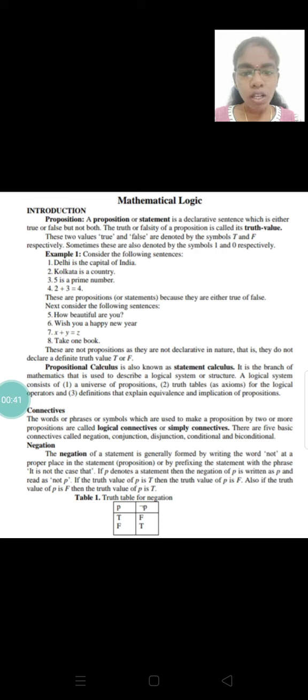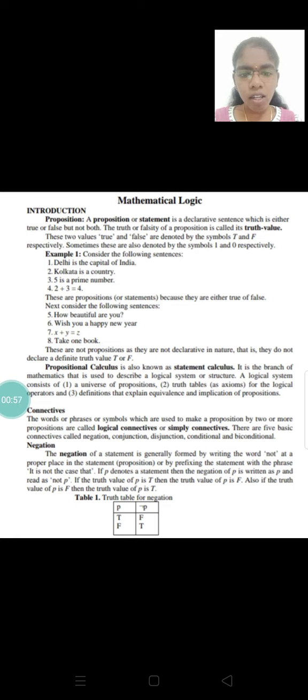For example, consider the following sentences. First one, Delhi is the capital of India. Calcutta is a country. 5 is a prime number. 2 plus 3 equals 4. These are propositions or statements because they are either true or false.